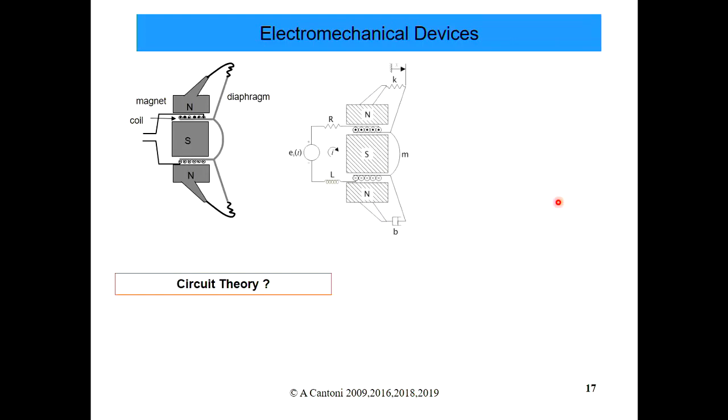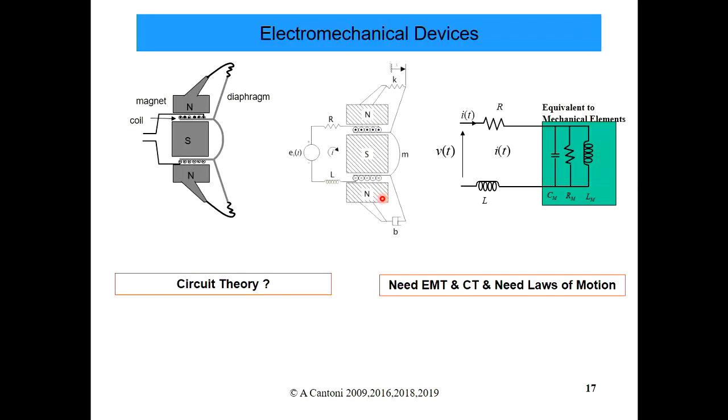Another one we're seeing is the speaker. There are electrical components in the speaker. It's got a coil, so it's going to have inductance and resistance, but it's also got this diaphragm which is moving, so mechanical components and magnets and stuff like that. But using EMT and laws of motion, you could construct an electrical equivalent to the mechanical elements. These capacitances, resistors, and inductors don't really exist.